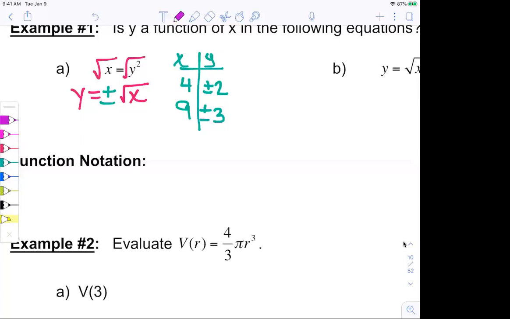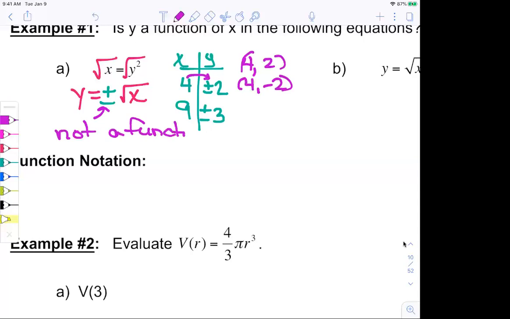Why is it not a function? Because an x can't have two y values. And that's what the plus or minus means. So this is saying I have a point at (4, 2), and I have a point at (4, negative 2). My one x has two y's. So because of that plus or minus, it's not a function. Any x I plug in is going to have two y answers, because to get y by itself we had to apply the square root, which means I get a plus or minus.